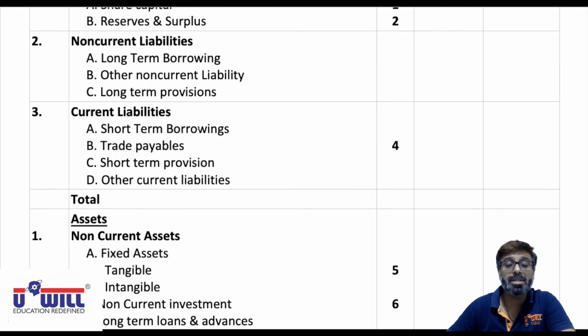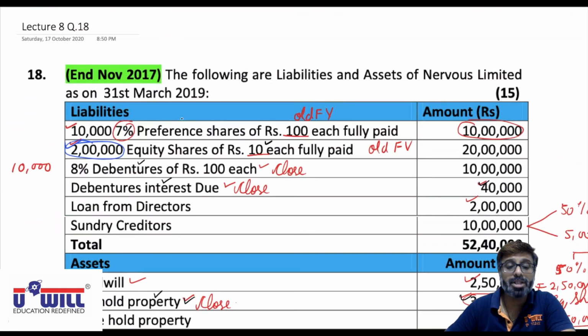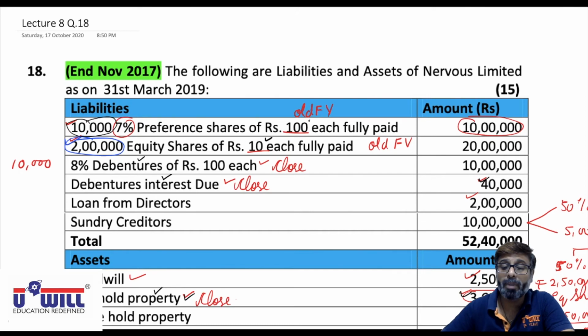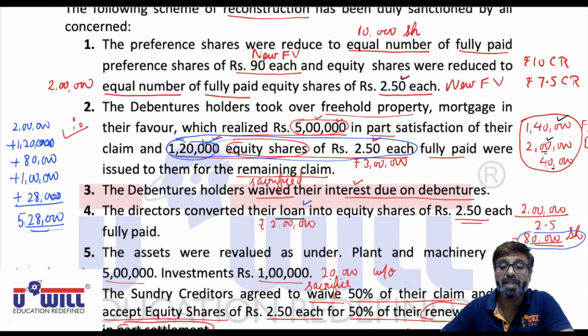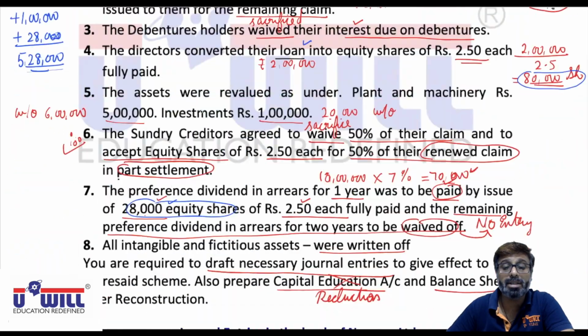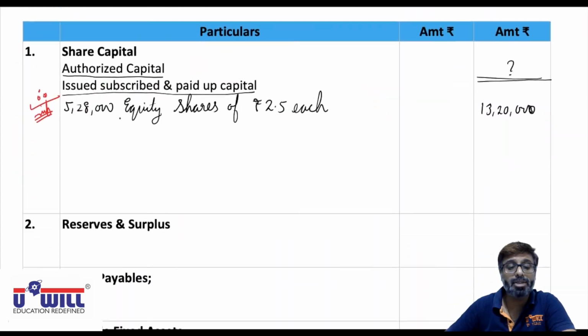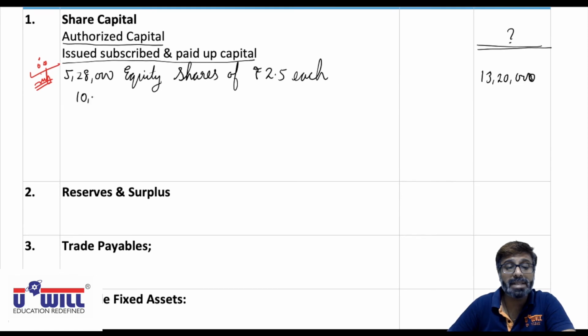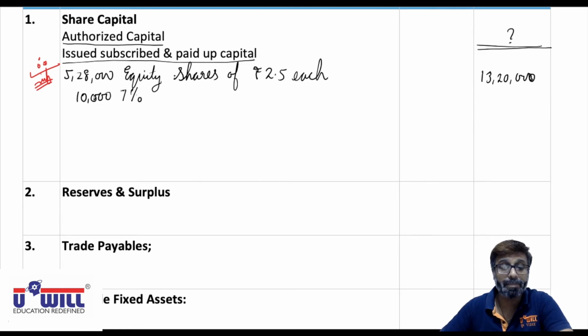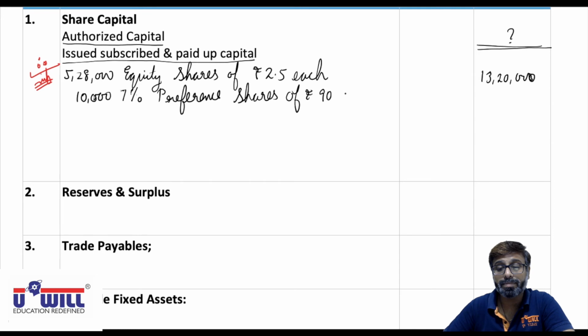Now equity shares are done. Preference shares: in the balance sheet the quantity is 10,000 only, but from 100 rupees, as per the first adjustment, the face value is reduced to 90. So the same 10,000 preference shares, but the value is reduced to 90. So 10,000 7% preference shares of rupees 90 each fully paid up, or simply 90 each can also be written. So 10,000 into 90, 9 lakhs will be the amount of preference share capital.